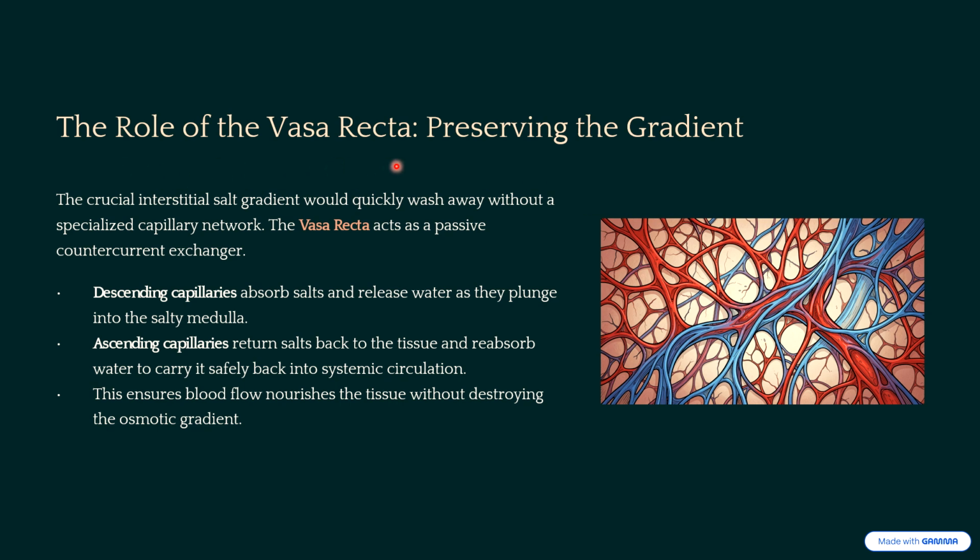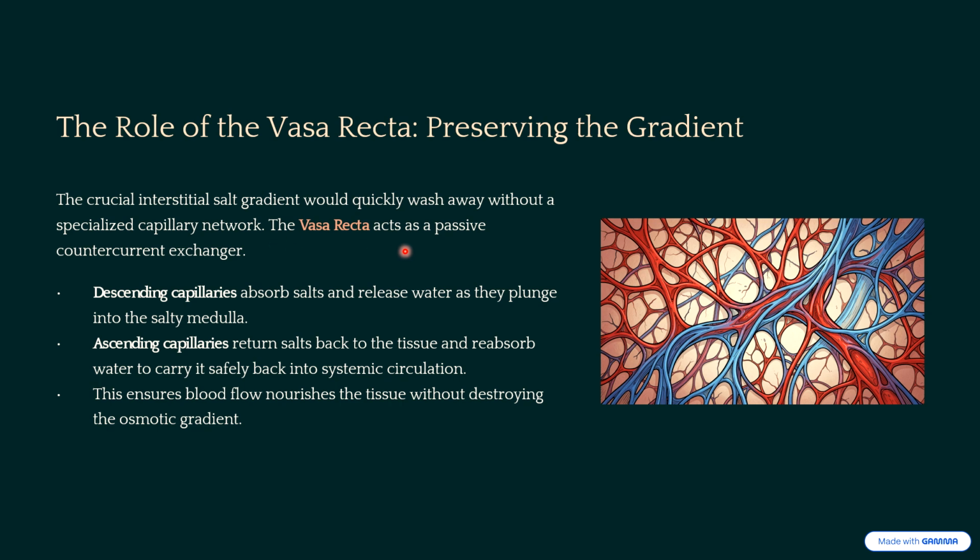The role of vasa recta, preserving the gradient. So far we have discussed the function of the descending limb and the ascending limb. Now another structure is there that is called vasa recta, which also helps in the countercurrent mechanism. The crucial interstitial salt gradient would quickly wash away without a specialized capillary network.